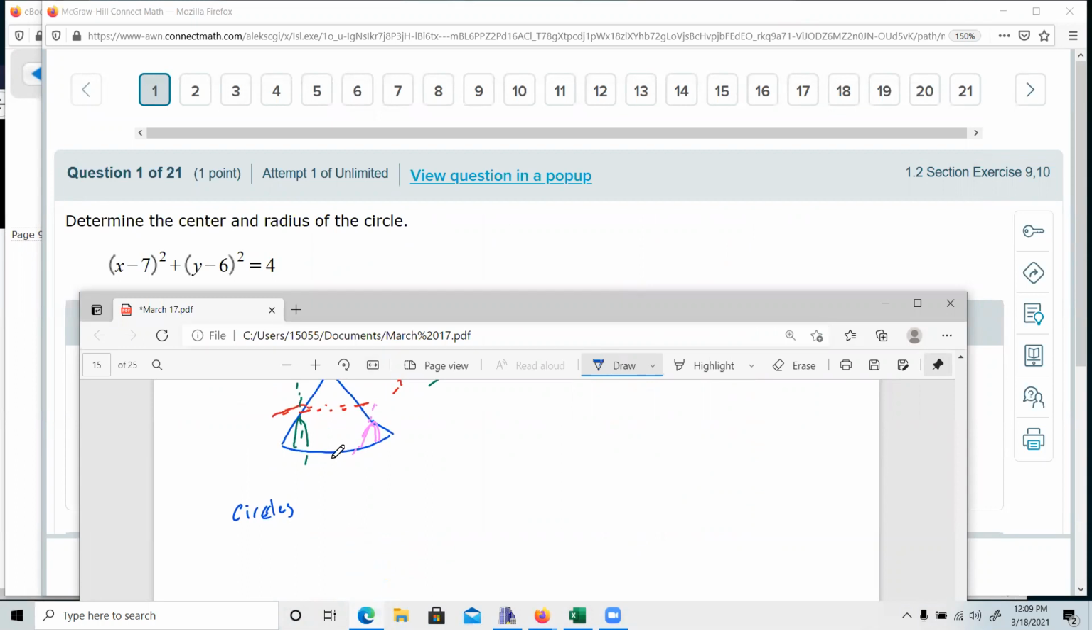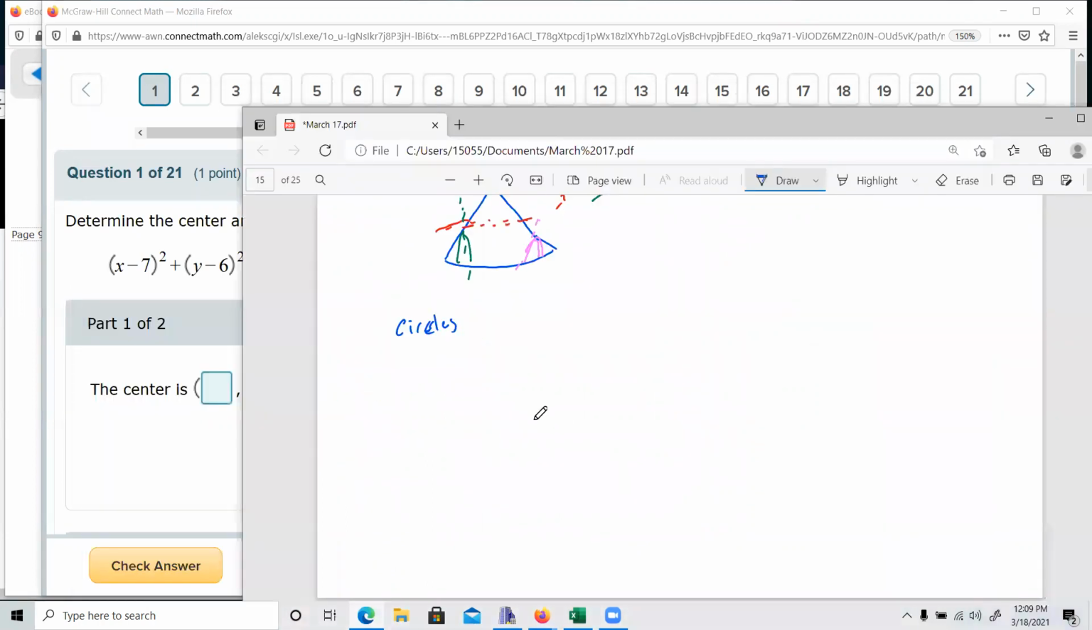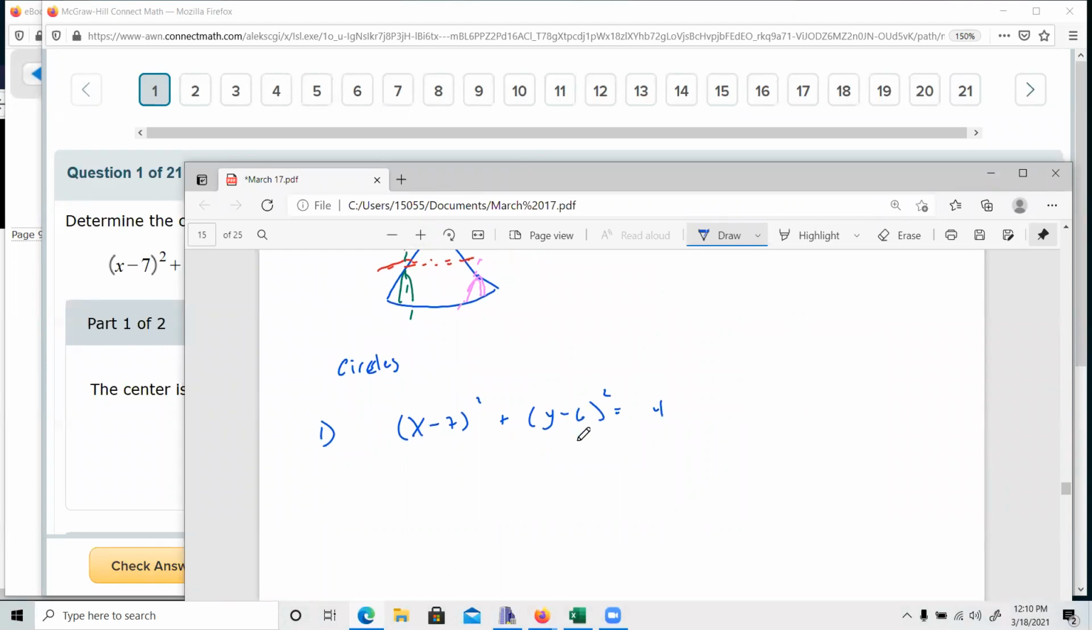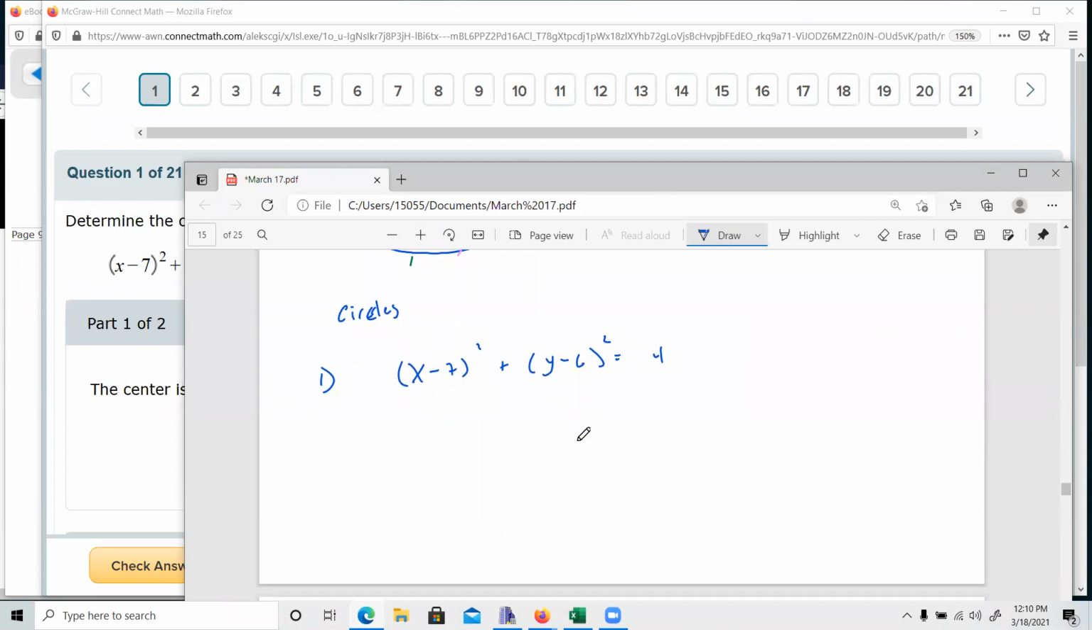Okay, so if I look at number 1, we just got to get started with that as a working example here. We have (x − 7)² + (y − 6)² = 4. So going back and remembering, how did circles work again? And by the way, every conic section is going to follow the same pattern. So we have x minus h, that's horizontal, plus y minus k.